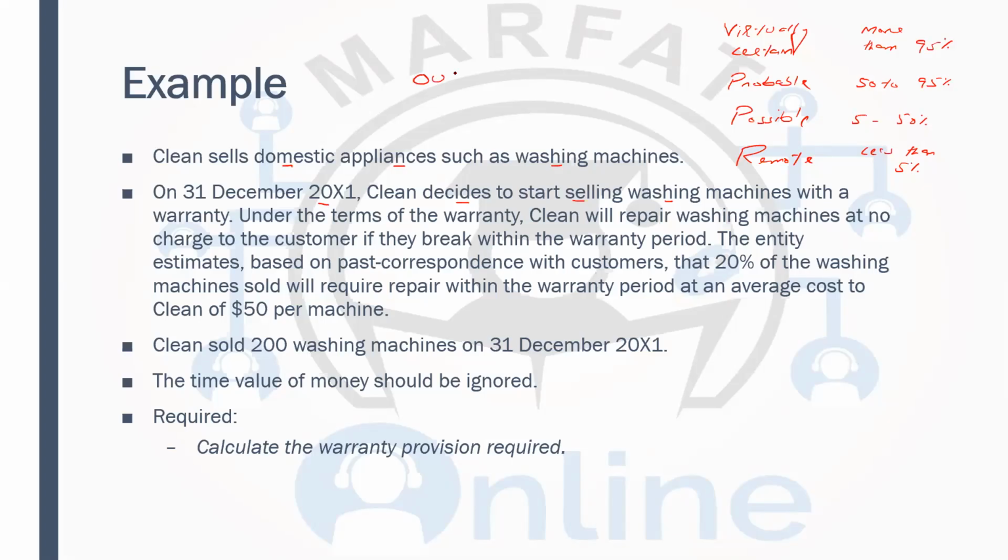Remember, when you're talking about the outflows, if the outflow is virtually certain, then you record the provision. Even if it is probable, you record the provision. If it is possible, there is no need to record the provision. Instead, you disclose that thing as a contingent liability. And in terms of reporting, there is no action. So remember, this is the case when you have the outflows.